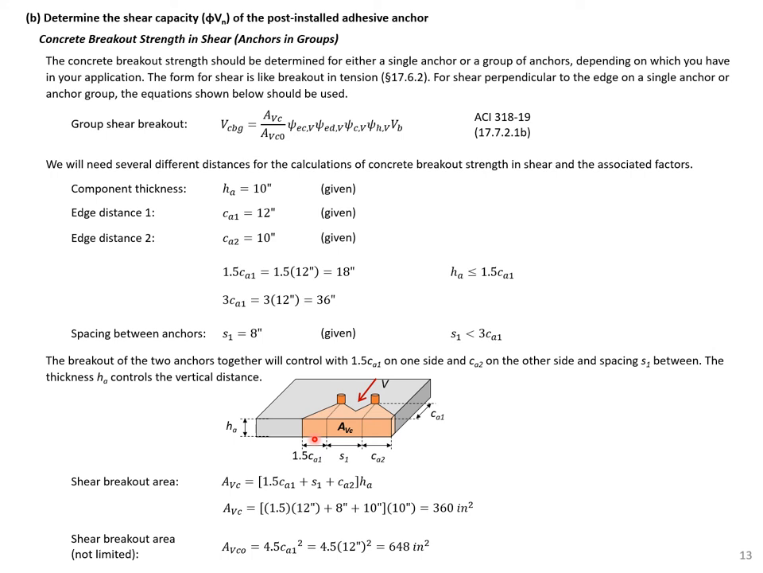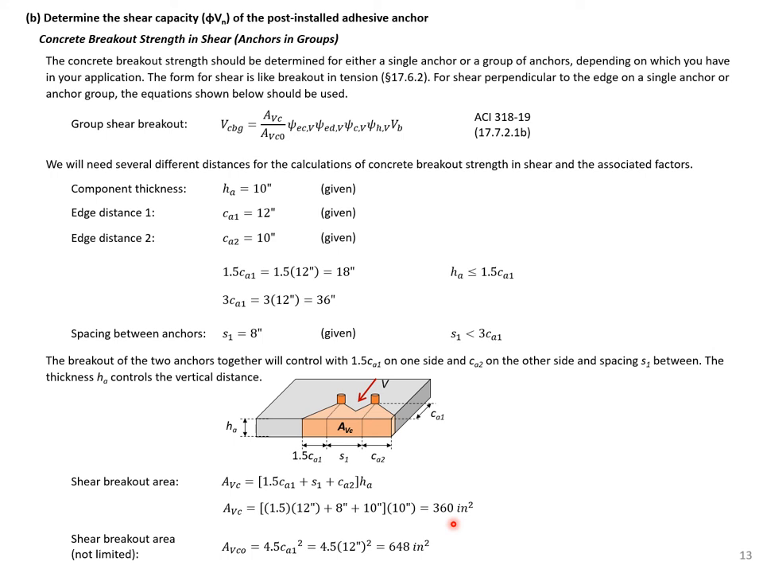Our shear area is going to have a height equal to the thickness because our thickness is less than 1.5 C sub A1. So here we can find our shear breakout area limited by the edge distance and spacing, equal to this horizontal distance, which we talked about, times the thickness, H sub A. Plugging in our known values, we'll get a shear breakout area of 360 square inches.